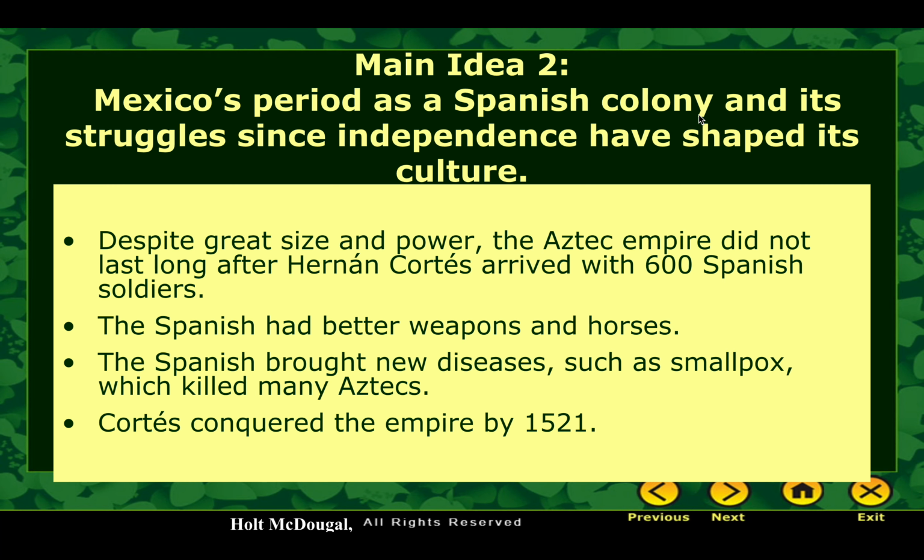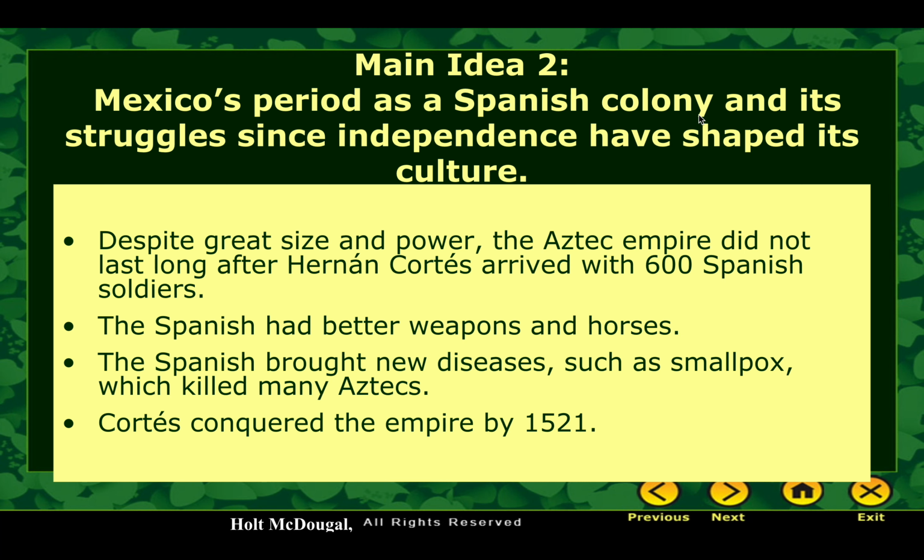Mexico then comes into a time period where the Spanish are going to colonize. Colonize means they're going to come over and take control. And then it's going to struggle with its independence. After the Spanish come in, pretty much all the way up until recently, they're trying to kind of fight off that colonization idea.